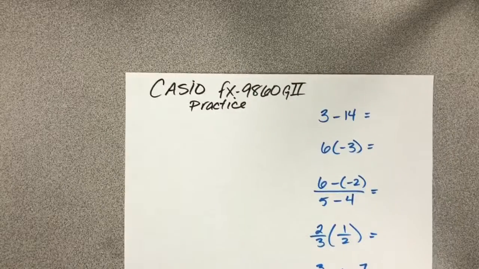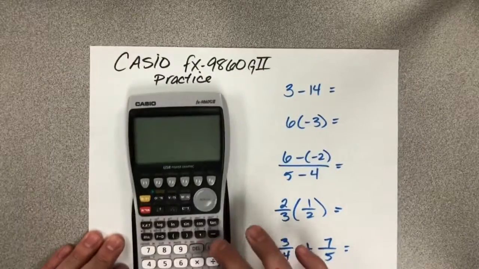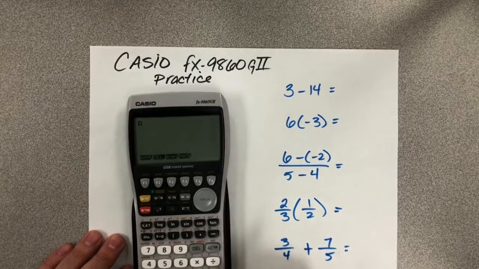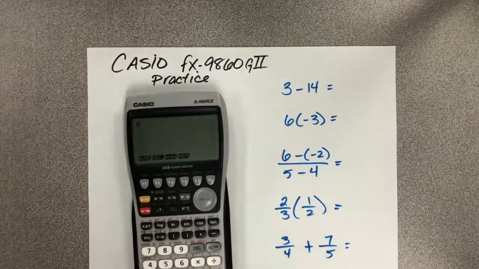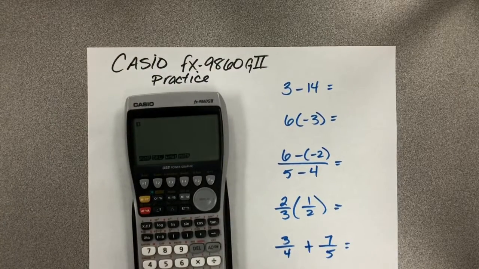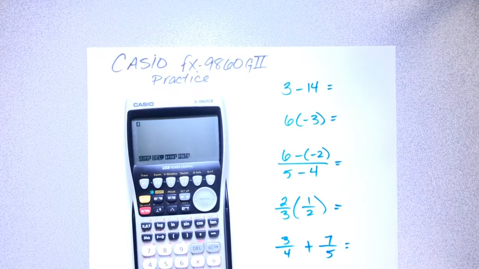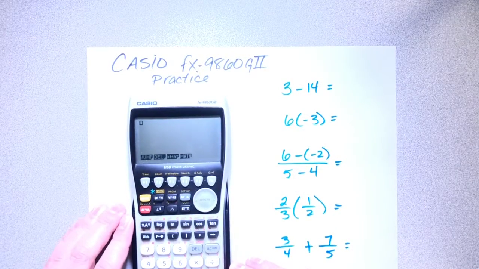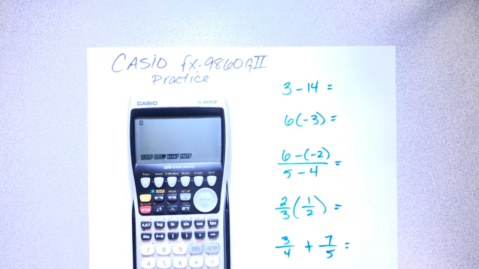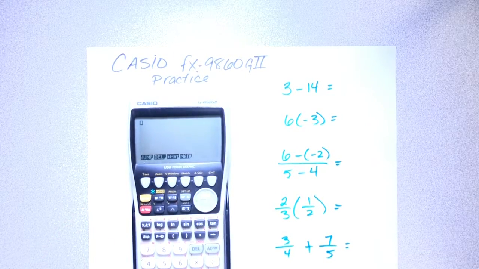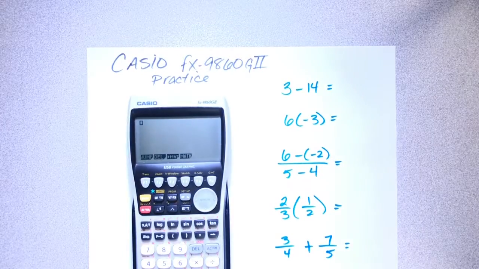And the last thing I want to talk about in this video is how we can use our calculator to make some of this easier. Now, this particular calculator that we're using is a Casio FX9860G2. I highly recommend it. It's a great calculator to use, and it's what our particular school uses, so the kids are very used to this one.